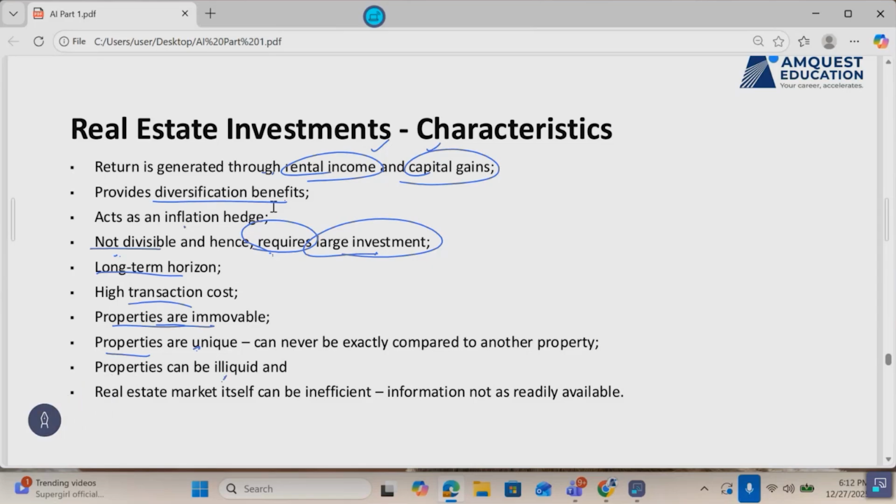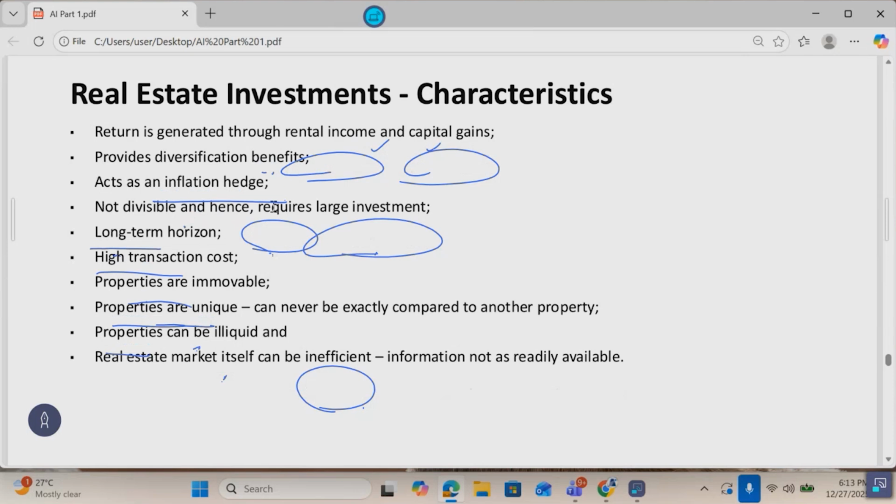And remember, the real estate market may not be as efficient, because information will not be readily available. These features are a little important, a little tricky. Please make sure you understand that quite well. Any question on that? Okay, these are the real estate investment features.